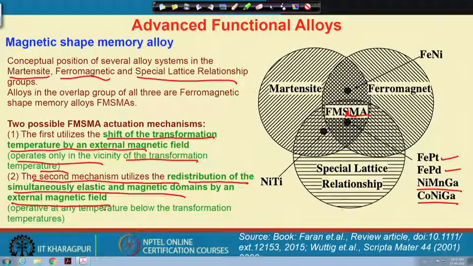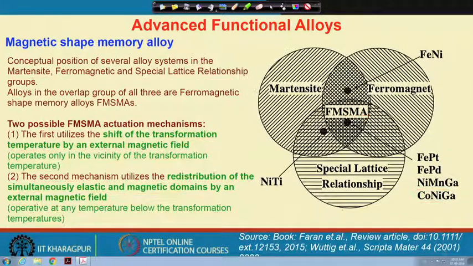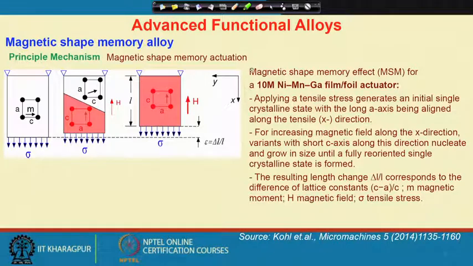Let us say the application of magnetic field reorients the martensite twin domains and so on. So, this is the second mechanism that we have discussed just a few minutes ago, and it is operative at temperatures below the transformation temperature, meaning below the martensitic finish temperature we can get such a behavior. Now, we must explain how really the actuation can occur by the application of a magnetic field in ferromagnetic shape memory alloys.